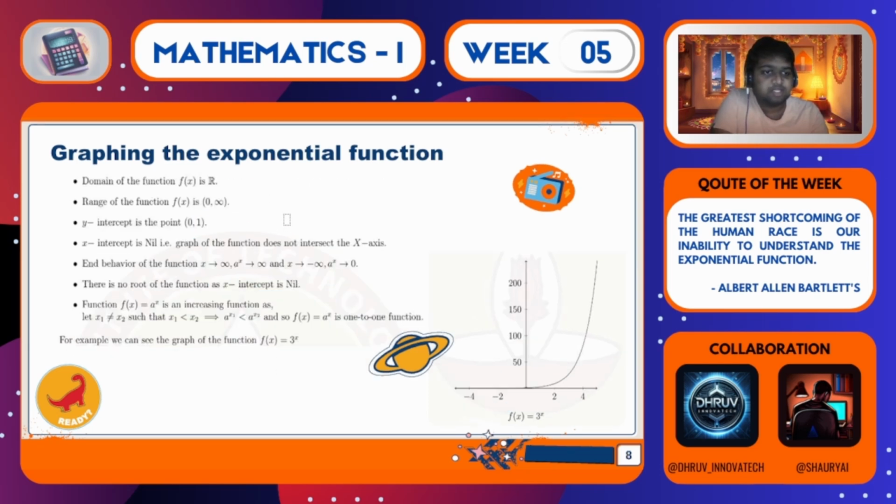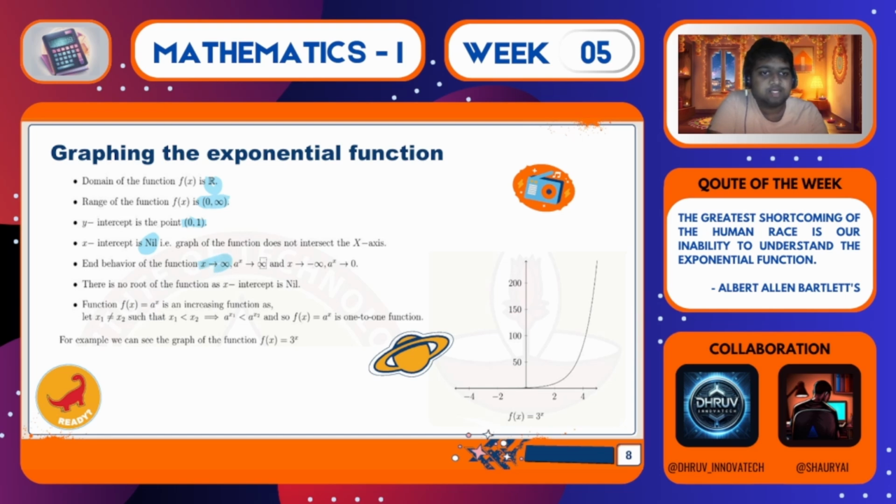This is the graph of an exponential function. It's the same, the only difference is that instead of 2 to the power x, we have taken 3 to the power x just for more clarity. Domain is R. Range of any exponential function, when raised from some base to x, is always 0 to infinity, which you can keep in mind. The intercept stays the same. All exponential functions will never intercept the x-axis.